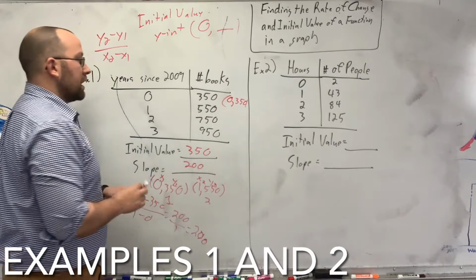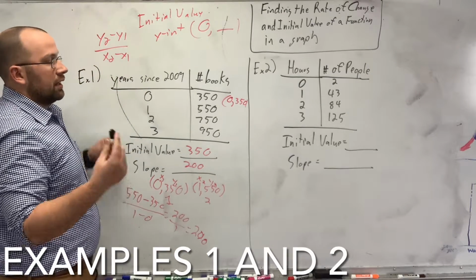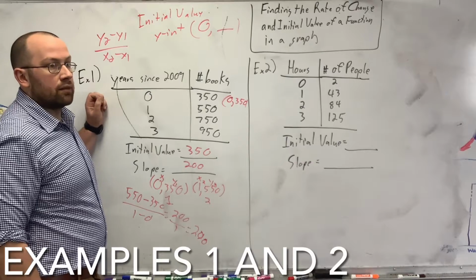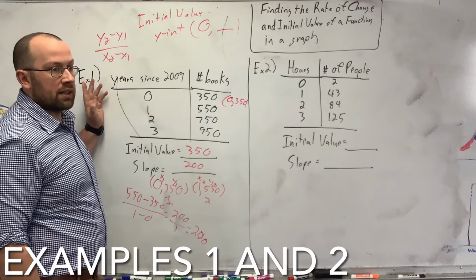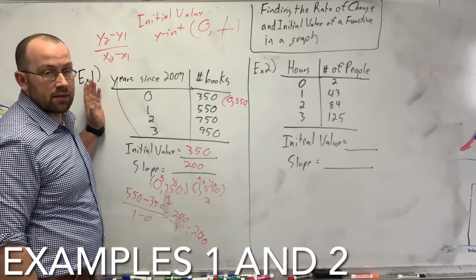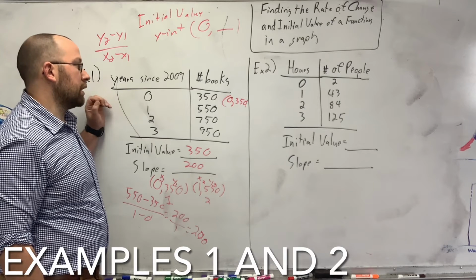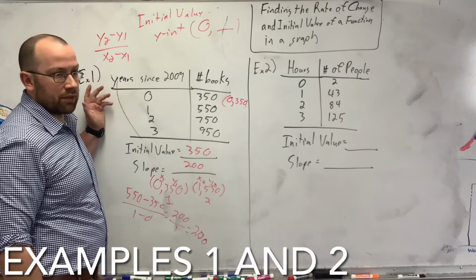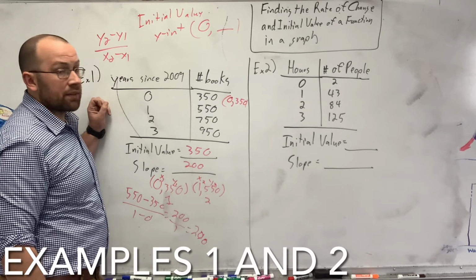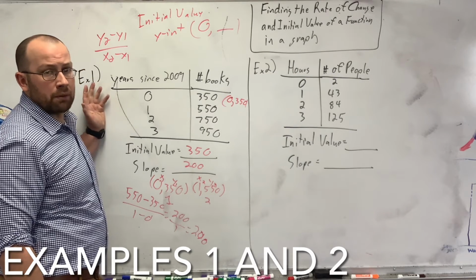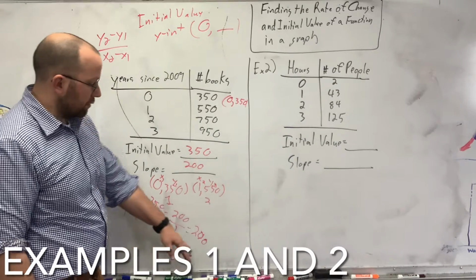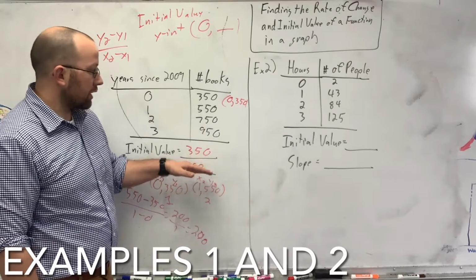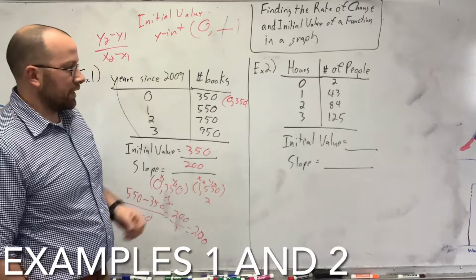If this was written as a word problem, you could say, as of 2009, I've read 350 books. After a year, I've read 550 books. After another year, I'm up to 750 books. How many books do I read per year? That would be your slope or your rate of change. And you started at 350.